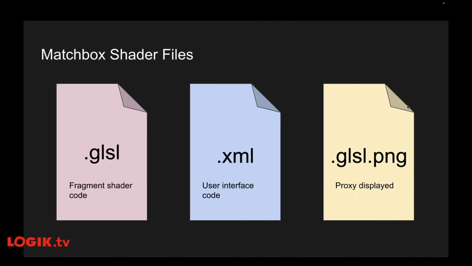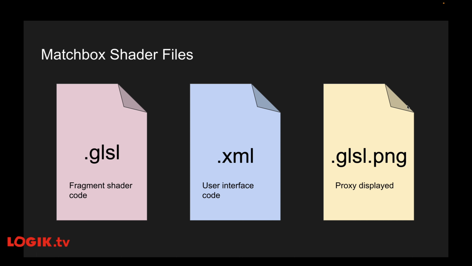Now, let's talk a little bit about what files make up a Matchbox shader. Matchbox shaders are made up of 3 files. The first one being the GLSL file. That file contains the code of the shader that processes the pixels, meaning that here is where the magic happens. It contains all the instructions of what the shader is going to do with the information received from the pixels to output it somewhere. It is written in a C-like language, which is called GLSL, and GLSL stands for Open Graphics Library Shading Language.